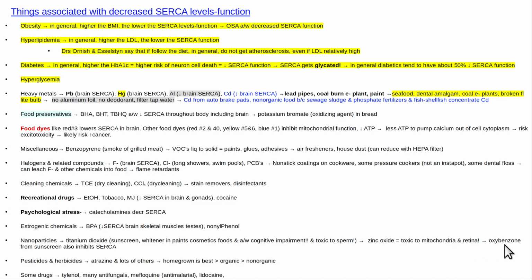Oxybenzone, another chemical in sunscreen, it has a negative effect on Circa. So you can see each one of these things might have a small effect by itself, but they all add up. And that's why, in the end, the smart move is to become a minimalist. And that's why I say, be like Adam and Eve, but keep your indoor heating and plumbing. You don't need all this crap. And don't be taking meds all the time.